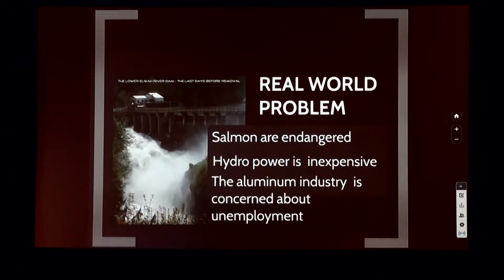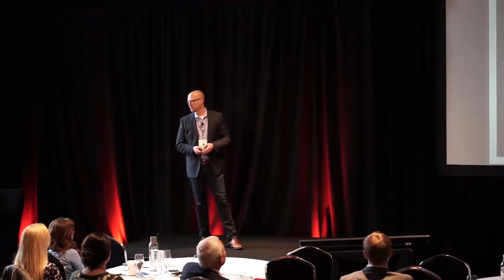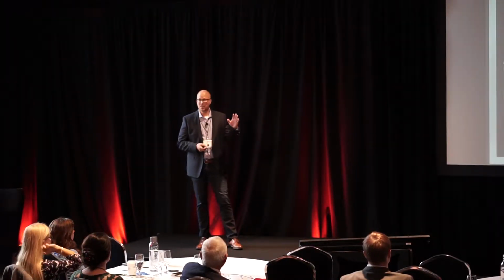So there were some issues there. One is the dam was in the way of the migrating salmon. On the other hand, the hydropower the dam was generating was relatively inexpensive, and the aluminum industry was concerned if they took out the dam, there would be massive unemployment. So this is the newspaper article I was reading. And I thought, wow, that's perfect.